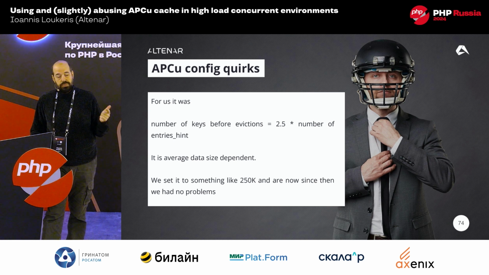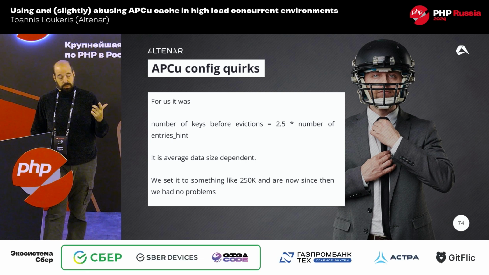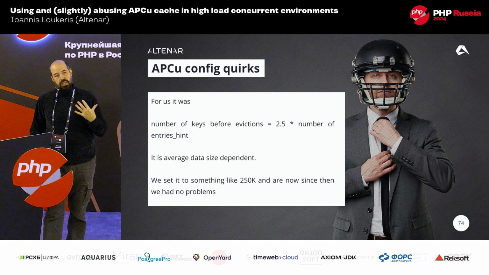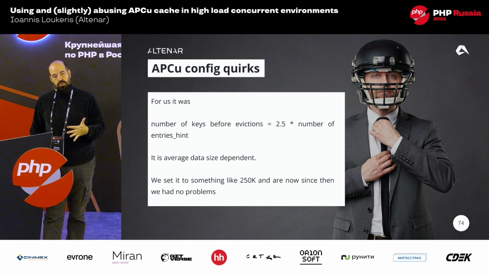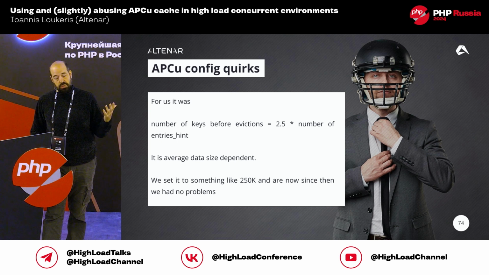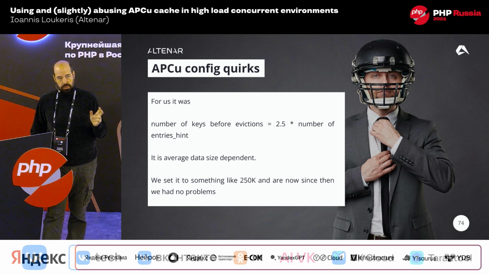Why? God knows. It is obviously dependent on the average size of your data, for sure, and that's a ballpark figure which may or may not work for you. You can do something that we eventually did. We set it to something crazy, like 250,000 entries, and now this works fine. The whole thing didn't crash. It can keep working normally, and we don't have any issues with how many keys we use.